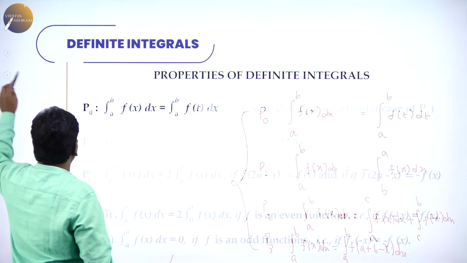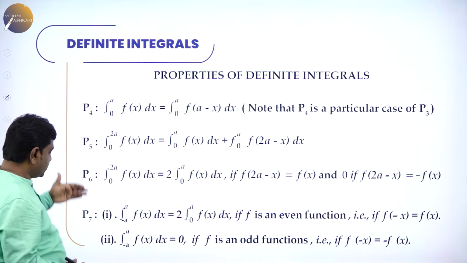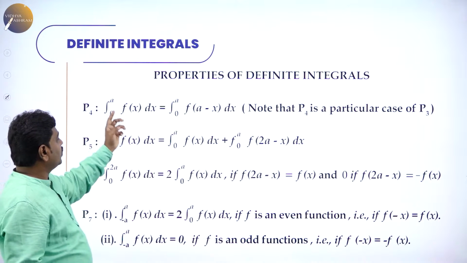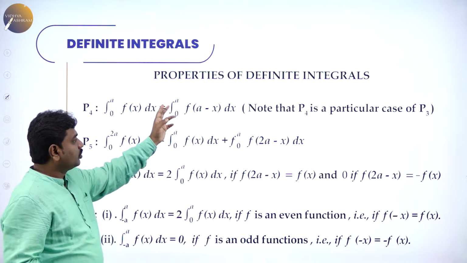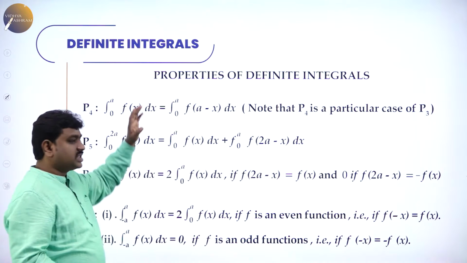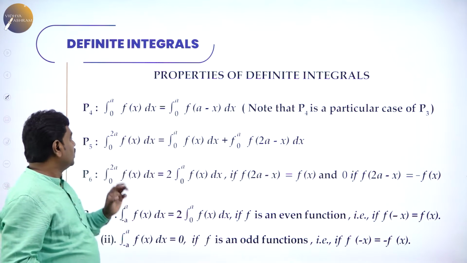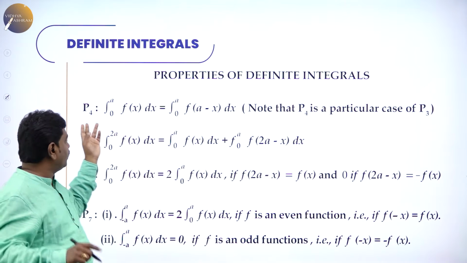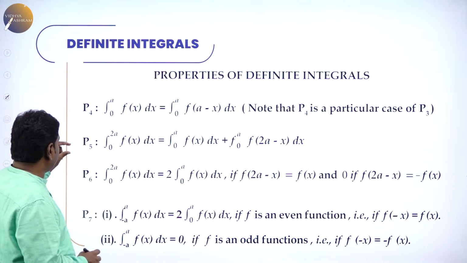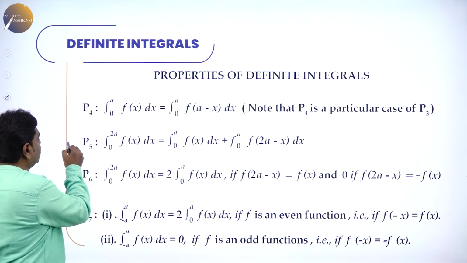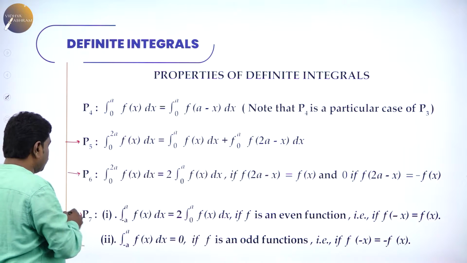Other than that, we have P4, P5, P6, P7. P4 is what? The integral of 0 to a f of x dx can be written as 0 to a f of a minus x dx. Same as the last case, there a plus b, here 0 plus a is a. If you can derive P3, you can derive P4 also. Then P5, P6, P7 are most important, so any one you can expect in your board exams.